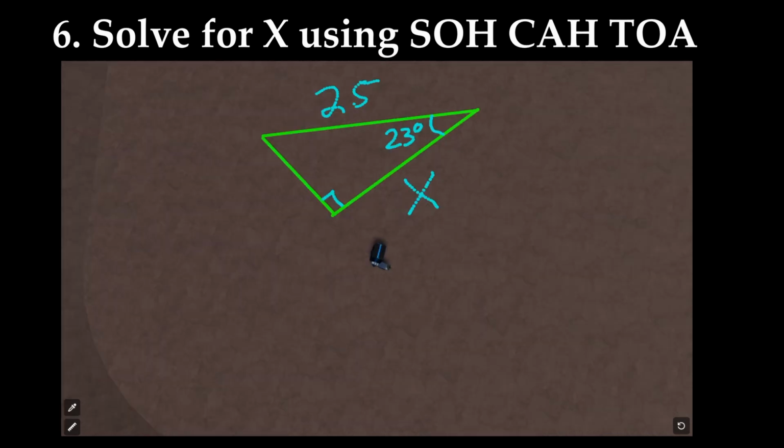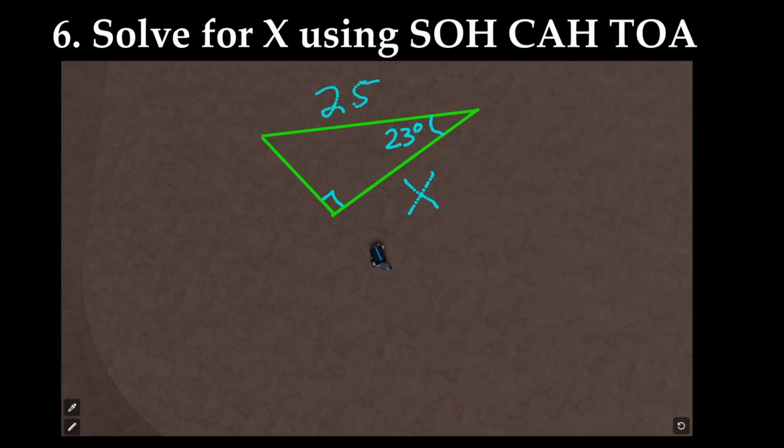In this problem, we have a right triangle with side lengths of 25 and x and an angle between them of 23 degrees, and we need to solve for x. So first thing to do is label what 25 and x are. Are they adjacent, opposite, or hypotenuse sides relative to that 23 degree angle? And then we can figure out where to use cosine, sine, or tangent.